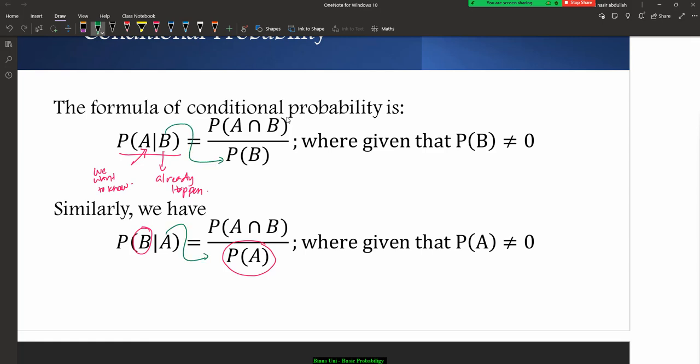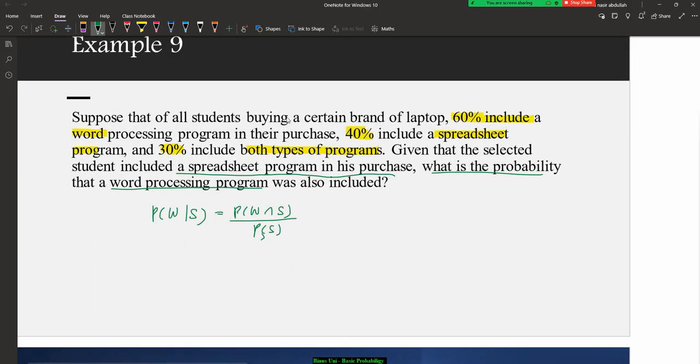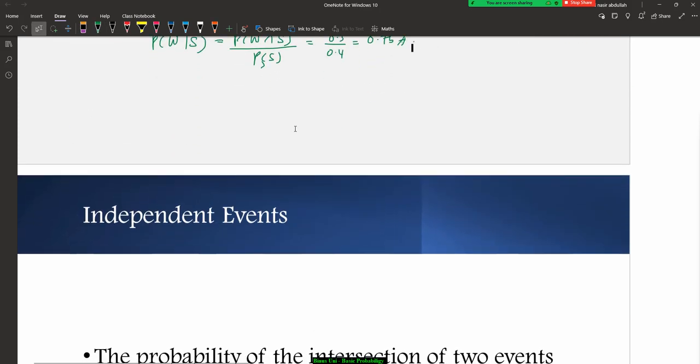So we can see that probability of W is equal to 0.6, probability of S is equal to 0.4, and probability of both W and S is equal to 0.3. So this should be 0.3 divided by 0.4, which is 0.75. So this is how we apply conditional probability. I hope you understand.